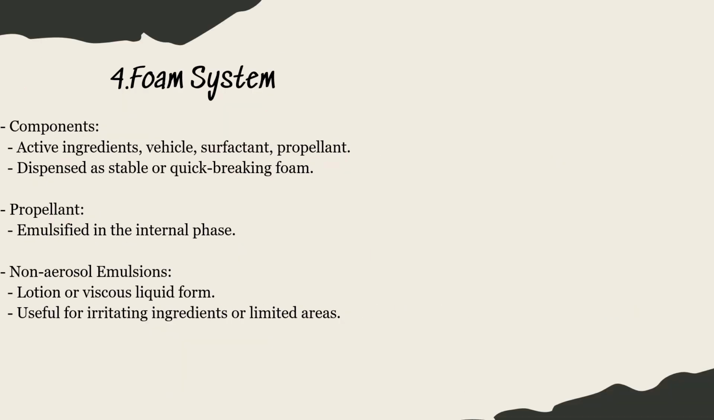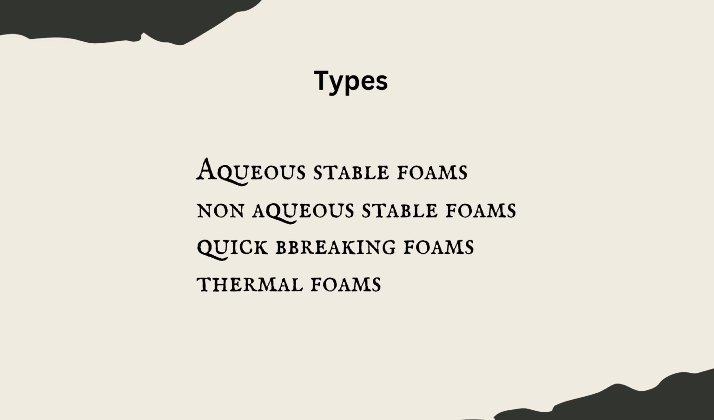Foam system. Foam systems are further classified into four categories: aqueous stable foams, non-aqueous stable foams, quick breaking foams, and thermal foams. Let's discuss the foam system. Components: active ingredients, vehicle, surfactants, propellant, dispensed as stable or quick breaking foams, with propellant emulsified in the internal phase. Non-aerosol emulsion, lotions or viscous liquid form are useful for irritating ingredients or limited areas.